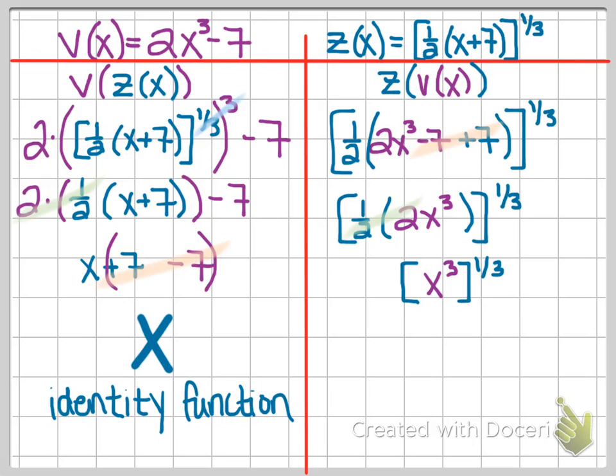A number cubed raised to a 1/3 exponent, a power of a power, simplifies to 1. Any number raised to a single power is itself. So again, it leaves me with x, the identity function. So z of x composed within v of x, and then again on the other side, v of x composed within z of x, they're inverses of each other because they both produce the same result, the identity function, x.